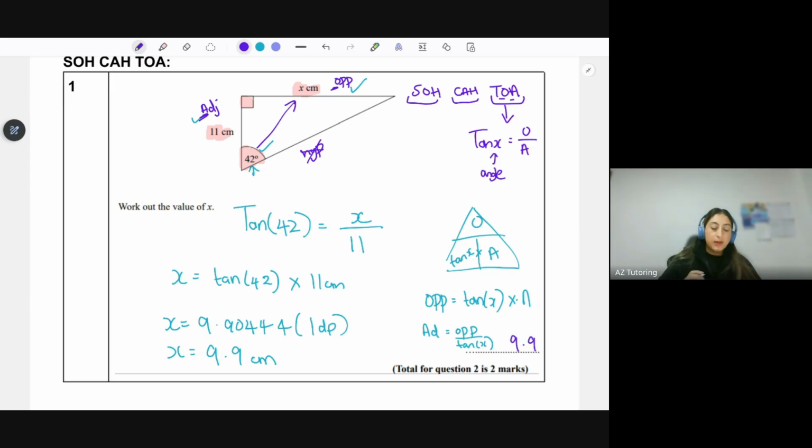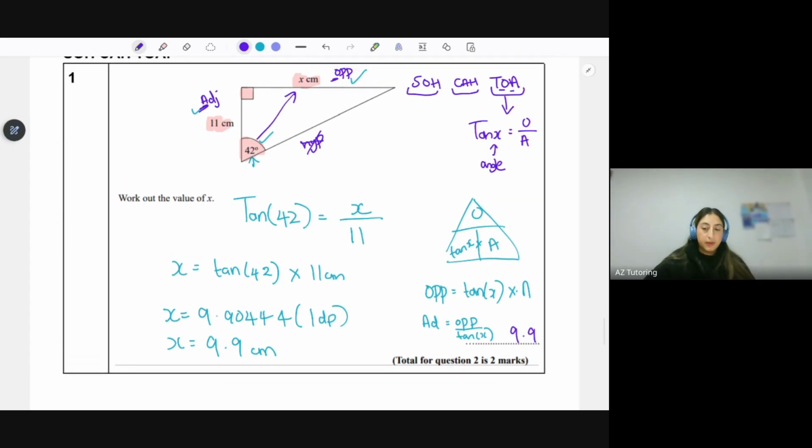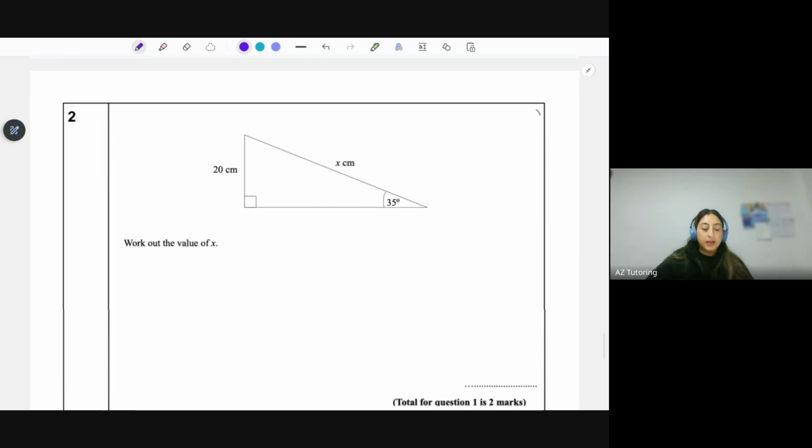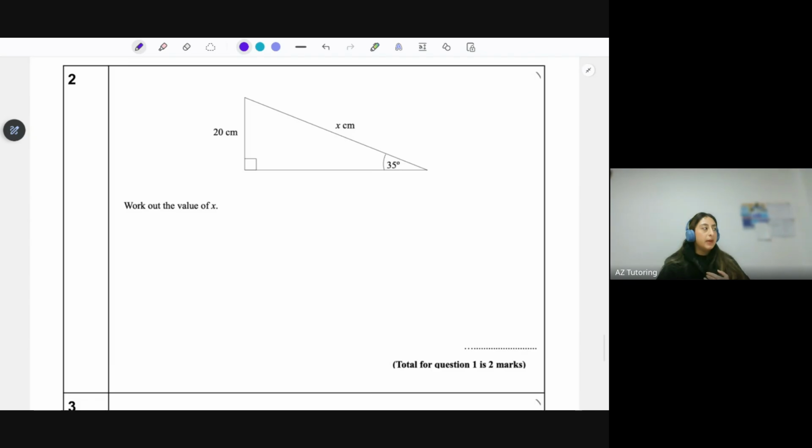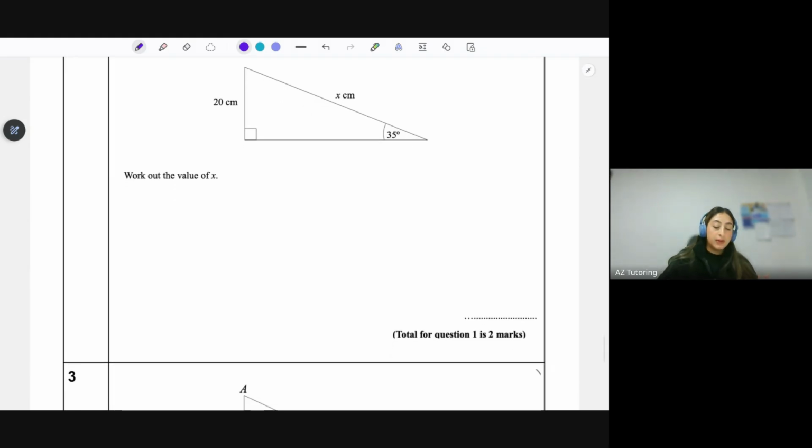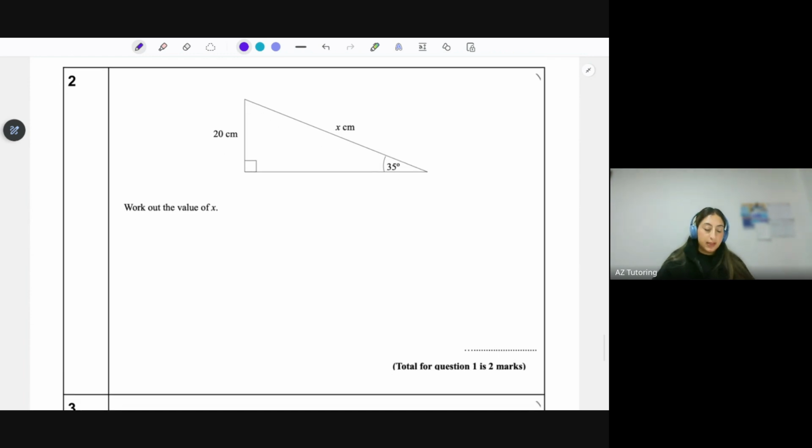So with SOHCAHTOA, label your triangle. First label it. See what's given to you, what's not given to you. Determine whether you're using sine, cos, or tan. Draw the triangle. Rearrange if you have to, and then just solve it. So this is how a straightforward SOHCAHTOA question would be. It's a very typical one that I've seen quite a few times. Most likely it comes up in paper 3, I think, a calculator paper. The non-calculator paper, I will show you how we use SOHCAHTOA for non-calculator.